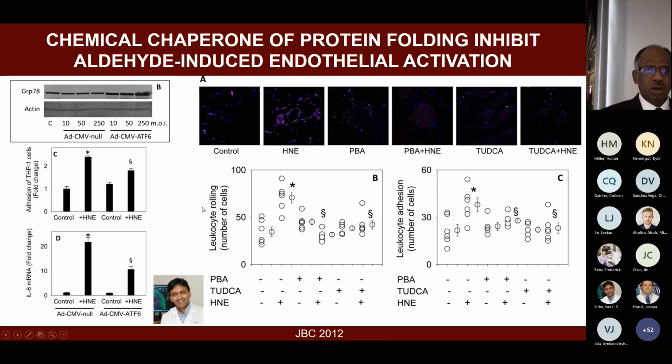And then we did a series of in vitro studies to tease out the molecular mechanism. And finally, what we did was expose the rats to some of these chemical chaperones which prevent protein misfolding, and did the intravital microscopy to look at the rolling and adhesion of leukocytes. And we found that if you prevent protein misfolding by giving this chemical chaperone, then you inhibit ER stress, and then you inhibit the endothelial activation by HNE. So these physiological studies and cellular studies were led by Israel Sithu, who was with us for a long period of time.